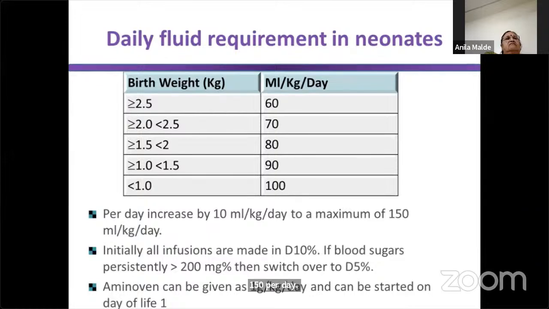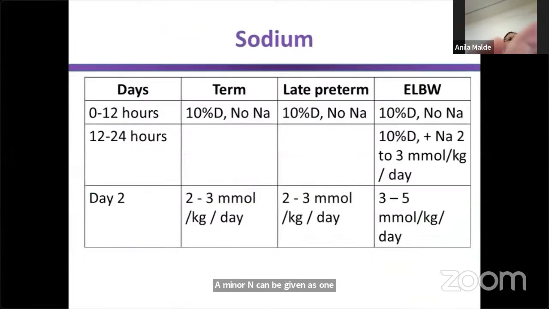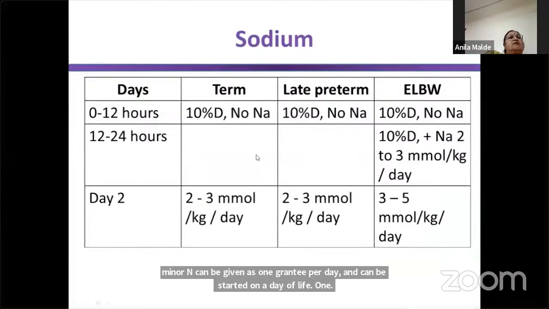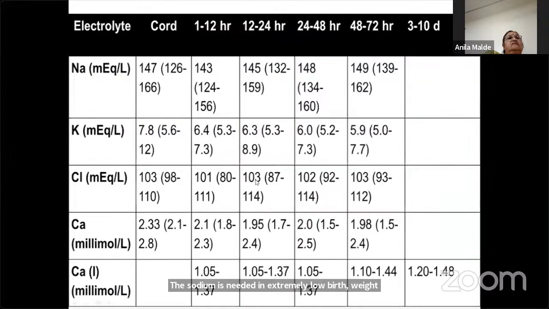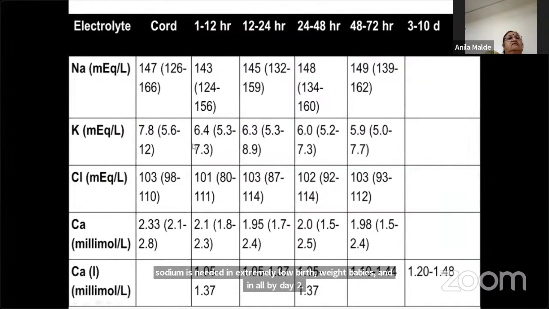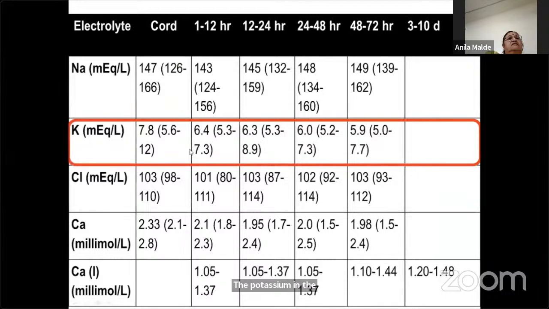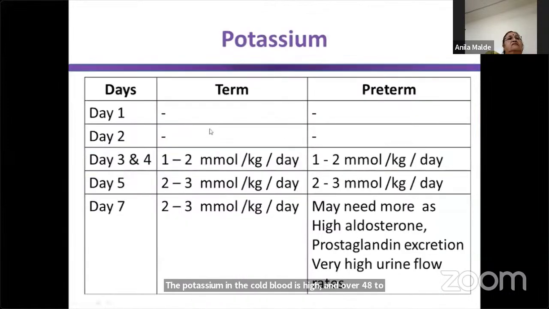Aminoven can be given as 1 gram per kg per day and can be started on day of life 1. The sodium is not needed in the first 12 hours, whereas after 12 to 24 hours, the sodium is needed in extremely low birth weight babies and in all by day 2. The potassium in the cord blood is high, and over 48 to 72 hours, it will settle down. So potassium is not given in the first 48 hours, and from day 3-4 onwards, the potassium is added.